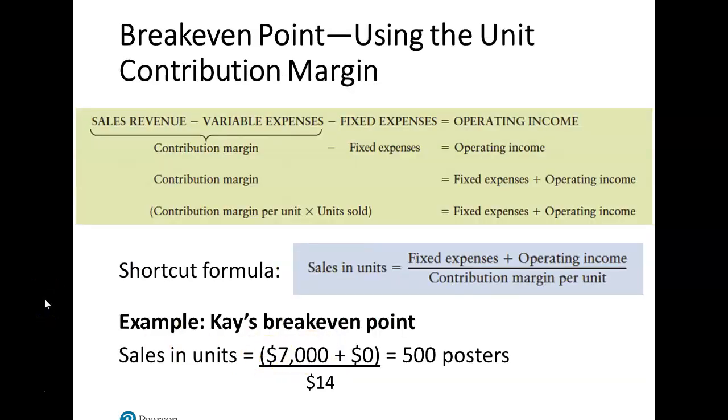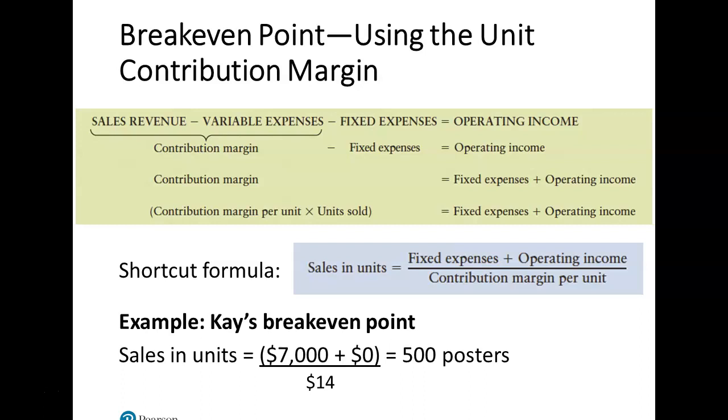Now, once you understand the logic behind this, let's deal with a formula that makes sense. The textbook may have many different ways to calculate break even. I think this is probably the easiest way, the absolute easiest way. We want to break even. So we want to take our fixed expenses plus our operating income and divide it by our contribution margin per unit. We know what our contribution margin per unit is.